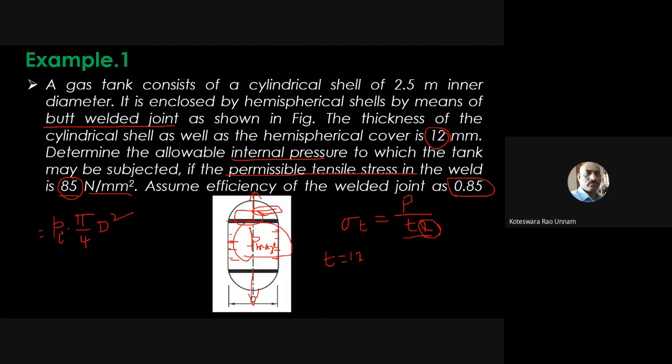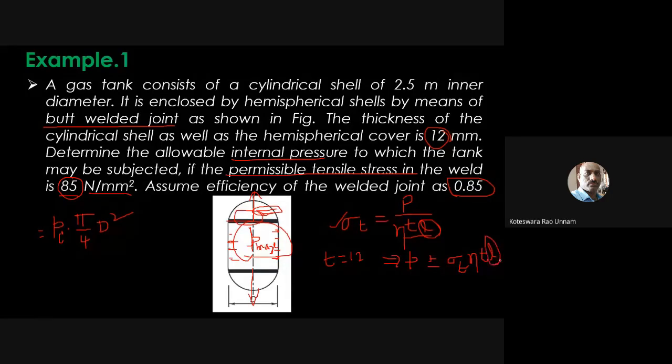Since it is given that the efficiency of the weld joint is only 80%, I need to include that efficiency term also here. So this is the formula for sigma T. From this I can calculate the P value. P is equal to sigma T into eta, the efficiency of the joint, into T into L.